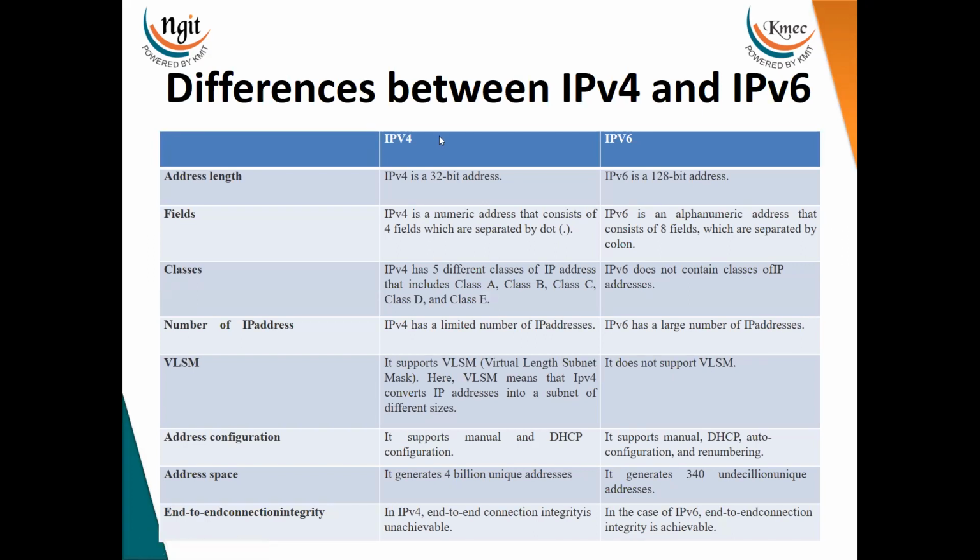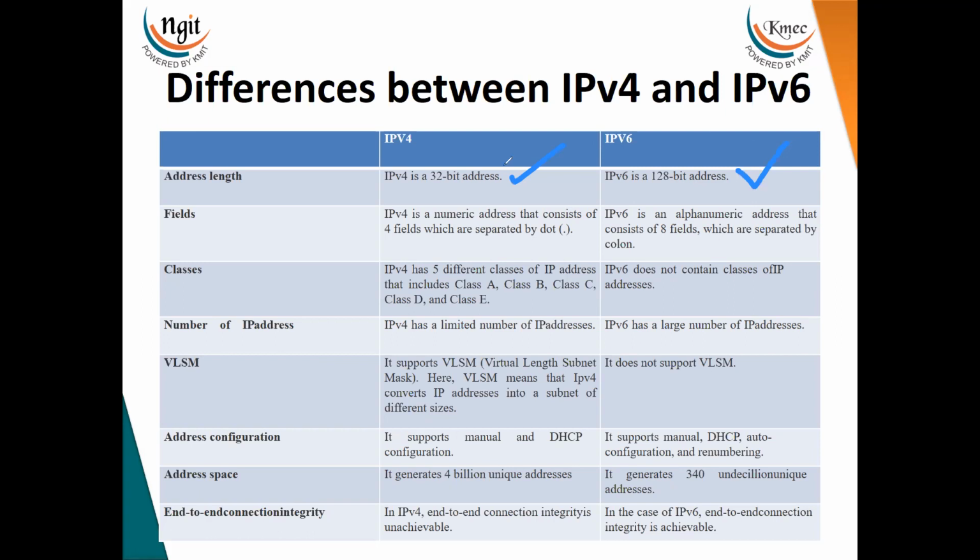In IPv4, the address length is only a 32-bit address, because in the starting days they thought that only 4 billion people would use it at most, but that is not the case at all. Now, to overcome that problem, they have introduced the 128-bit address in IPv6.